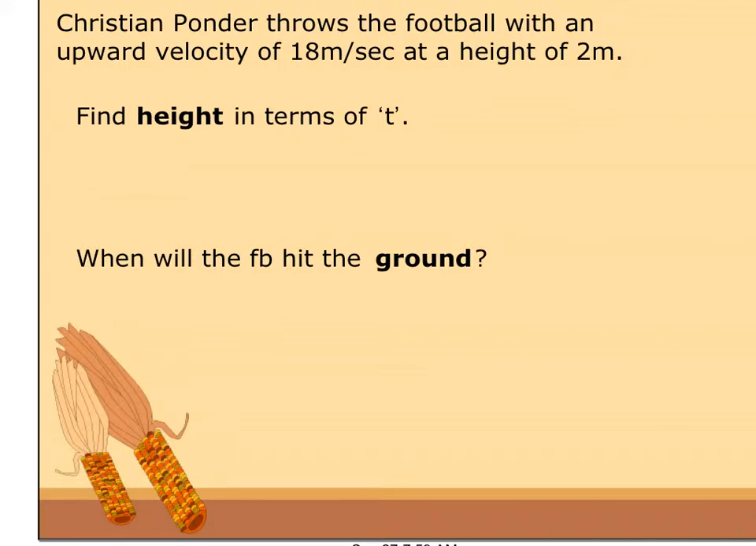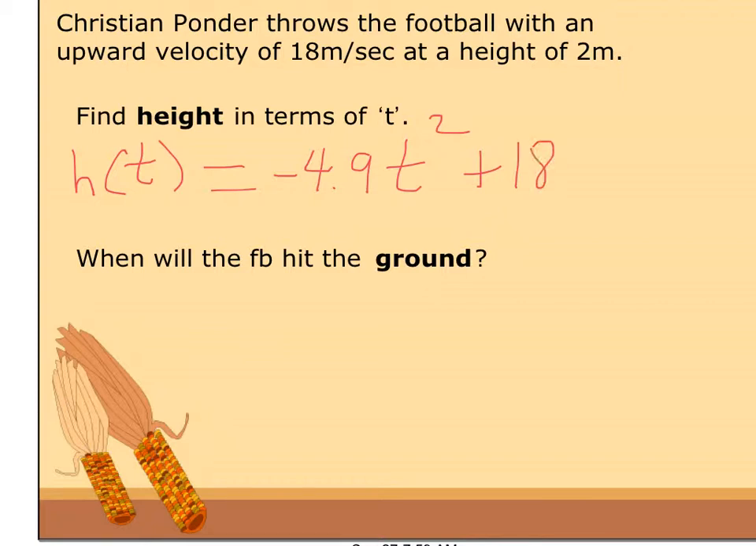He throws a football with an upward velocity of 18 meters per second at a starting height of 2 meters. Find height in terms of time, H of t. This is asking us to find the equation. Notice the units are in meters, so I want negative 4.9. Remember, I want half of 9.8. Negative 4.9 t squared plus my initial velocity plus my starting height. That quadratic is going to model the height compared to time for this particular throw.